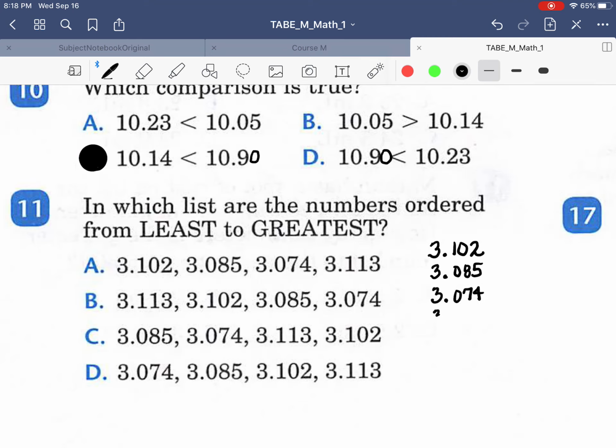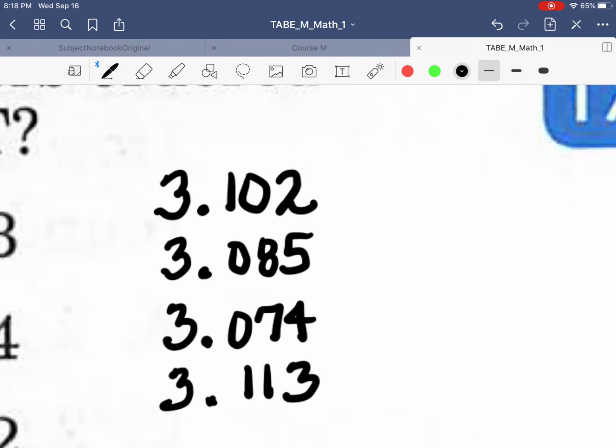I've seen this skill on employment tests. This is a good one to know. Even if you're not going to get a high school diploma, this skill is used a lot in other areas. So let's start our comparison.